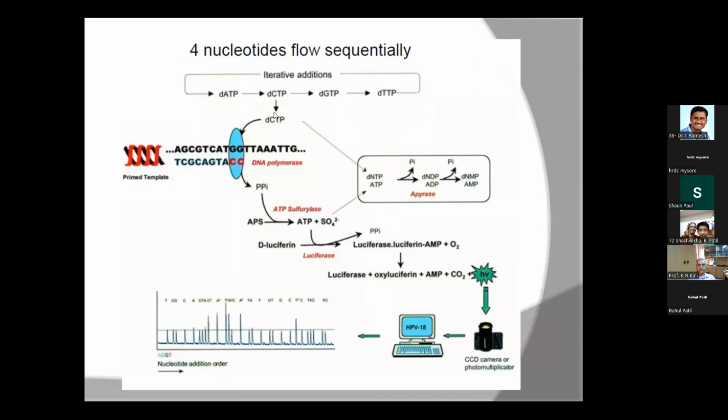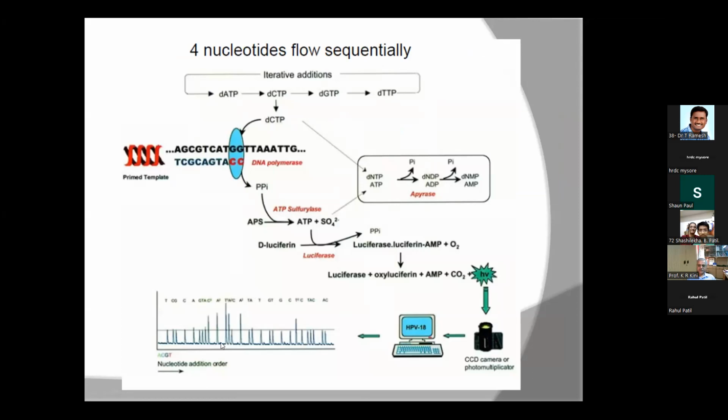So 4 nucleotides flow sequentially. You add one after another. You add dATP, and see whether light is generated. If light is generated, that means A is incorporated. It takes it as A. Then go for C, then G, then T, like that. So after every addition, you check the production of light.